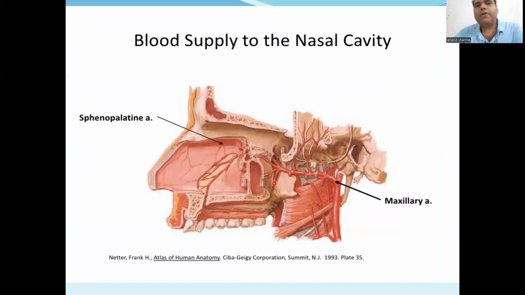Now the blood supply of the nasal cavity. As I have told you, the major blood supply of the nasal cavity is by the sphenopalatine artery, which is a branch of the maxillary artery. Always remember, there are various branches, five branches I have told you, which supply the nasal septum, but the major blood supply of the whole nasal cavity is by the sphenopalatine artery. The sphenopalatine artery is also known as the artery of epistaxis.